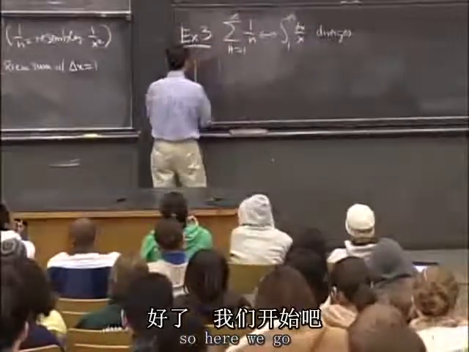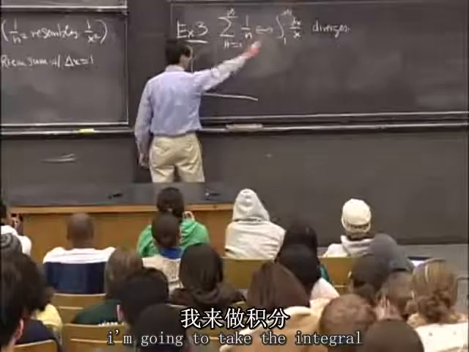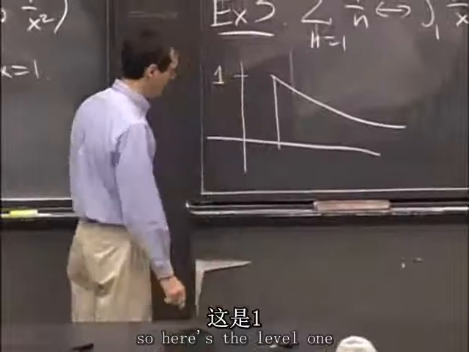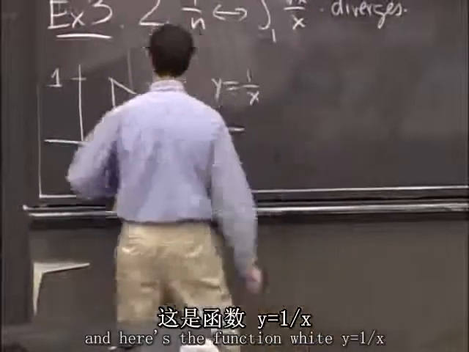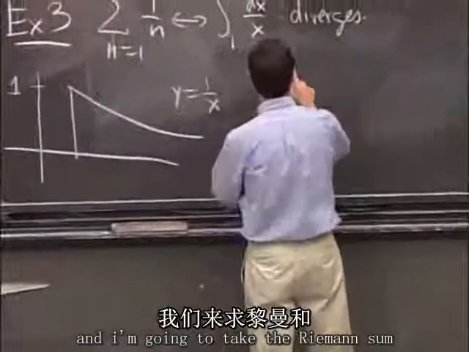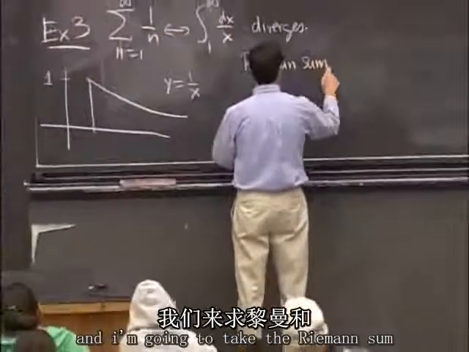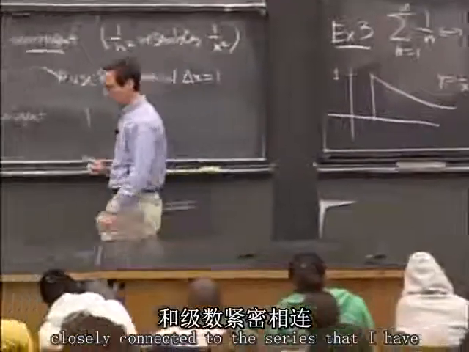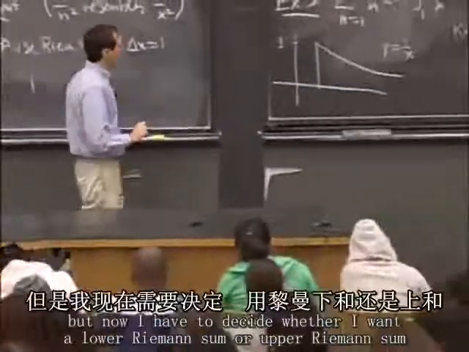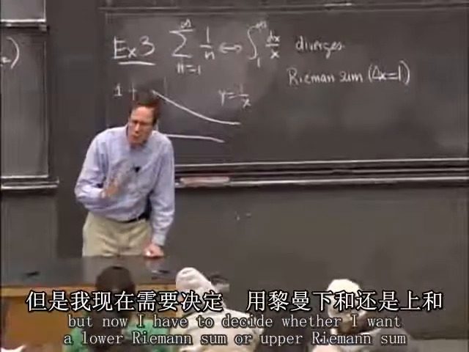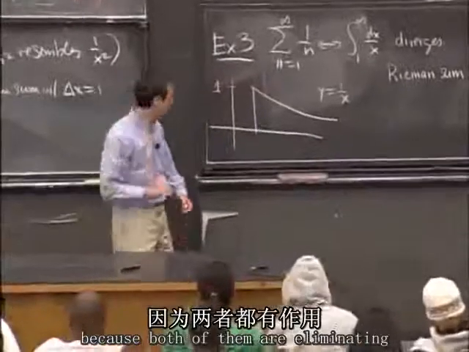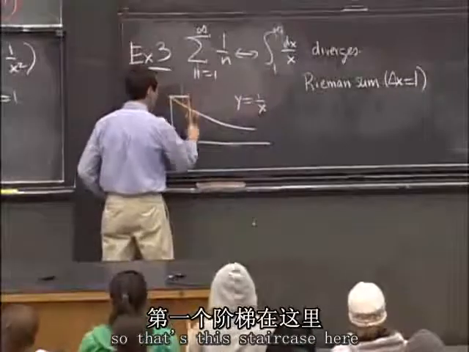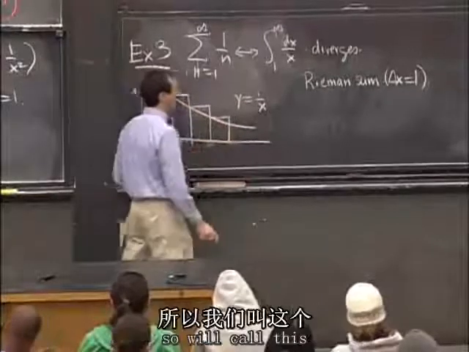So here we go. I'm going to take the integral and draw the picture of the Riemann sum. So here's the level 1, and here's the function y equals 1 over x. And I'm going to take the Riemann sum with delta x equals 1, and that's going to be closely connected to the series that I have. But now I have to decide whether I want a lower Riemann sum or an upper Riemann sum. And actually I'm going to check both of them because both of them are illuminating. First we'll do the upper Riemann sum. So that's this staircase here. So we'll call this the upper Riemann sum.